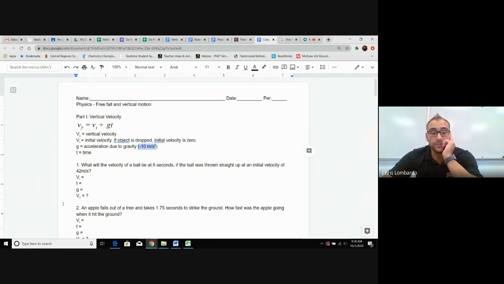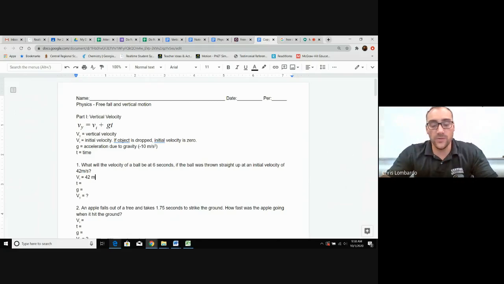So here's your equation. What would the velocity of the ball be at 6 seconds if it was thrown straight up with an initial velocity of 42 meters per second? So here are our variables. Let's break them down. We have 42 meters per second. Our time is 6 seconds. Gravity, always negative 10 meters per second squared.